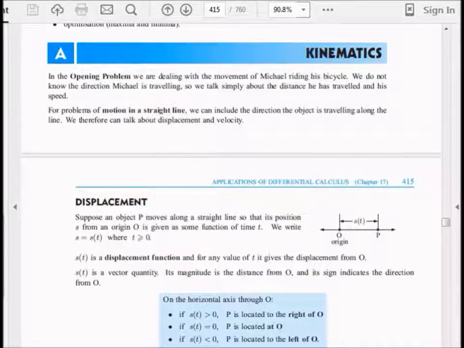First, we will look at kinematics. Kinematics is the study of pure motion. So not taking into account mass or forces, but just the study of pure motion. Here we're going to be talking about displacement, velocity, acceleration, and also speed. And we'll talk about the difference between velocity and speed later.